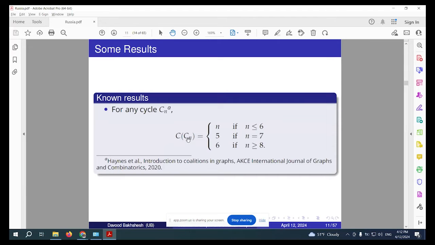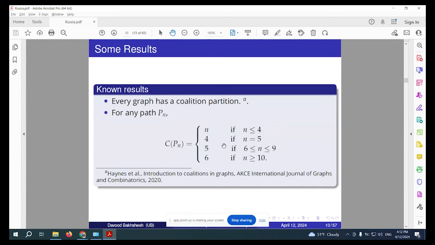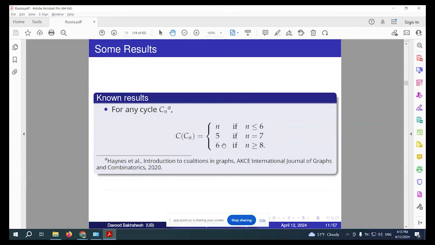Also, they found the same result for Cn. They proved that the coalition number of Cn is equal to n if n is at most 6, and if n is equal to 7, the coalition number is 5, and for other values, the coalition number is 6. As you compare these, you can see that the coalition number of Cn and Pn is at most 6.